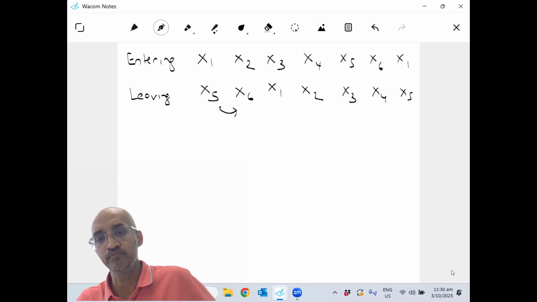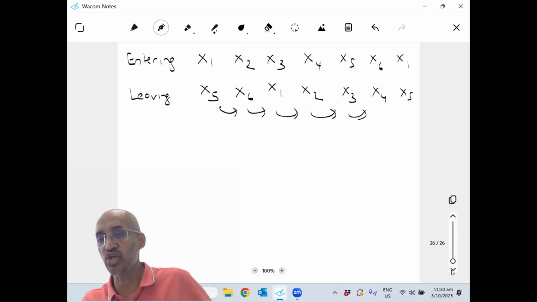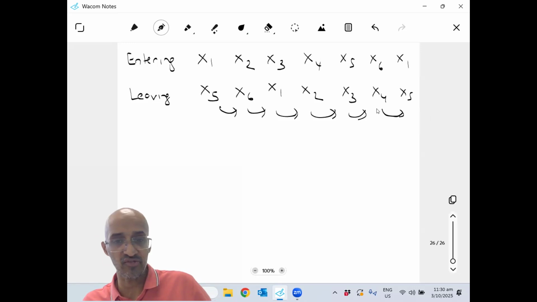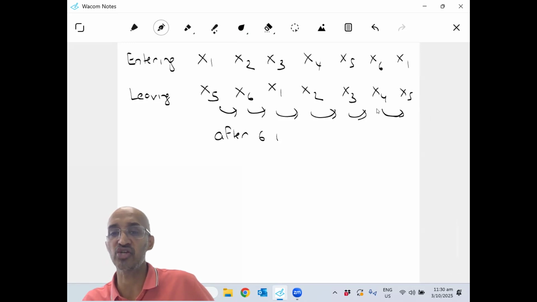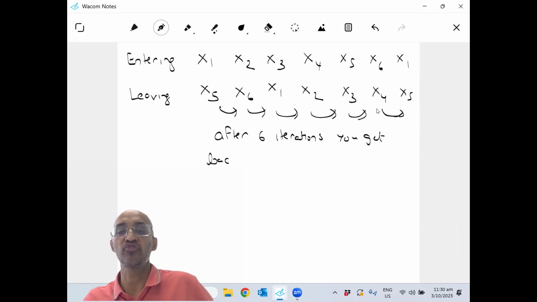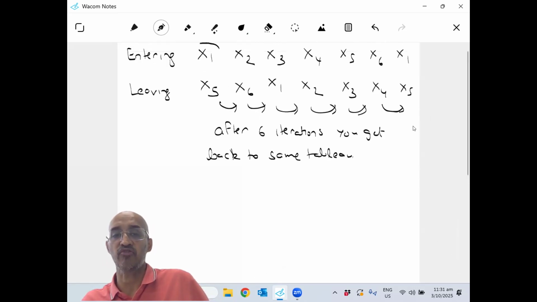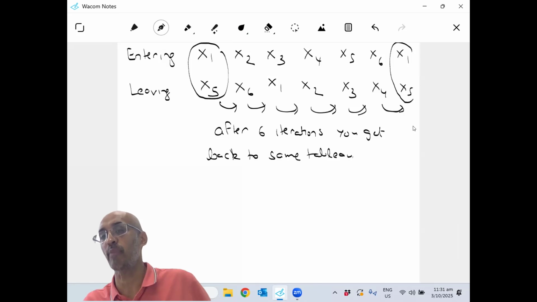You keep repeating till you come back to the original tableau where again you get X1 and X5, X1 entering and X5 leaving. So what happens is after six iterations, 1, 2, 3, 4, 5, 6, you can verify, you get back to the same tableau. If you follow this rule for this example, you come back to the same step where X1 enters, X5 leaves, because you've got back to your same tableau.